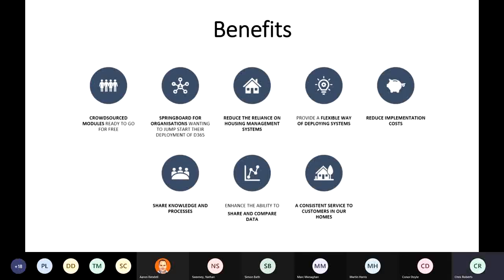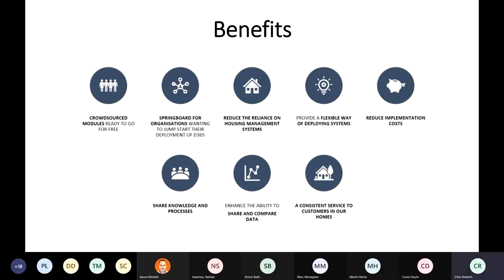So what's the benefits of this? Well, the kind of crowdsourced modules that are ready to go for free, so you can't really argue with that. The work itself, the process I follow is I'll select a particular function, so complaints or ASB, for example, and I'll work on a process. So I'll work with different contacts within the sector to put together a process that they could follow, or they do follow. And then this is replicated within Dynamics, and it's done using just out-of-the-box functionality. So when Microsoft do an update, you're pretty safe when it comes to that.